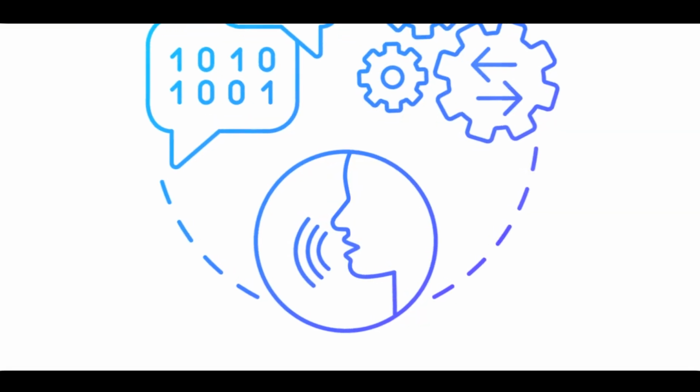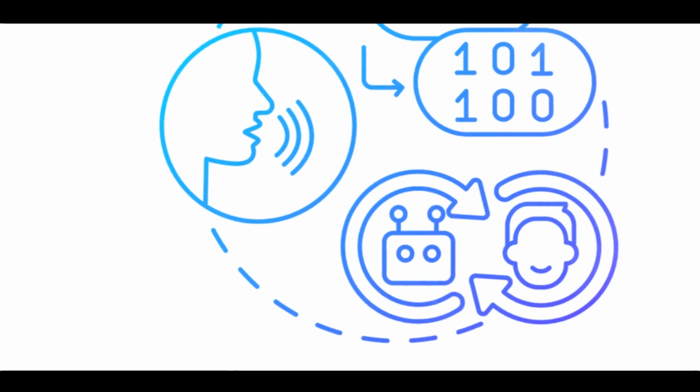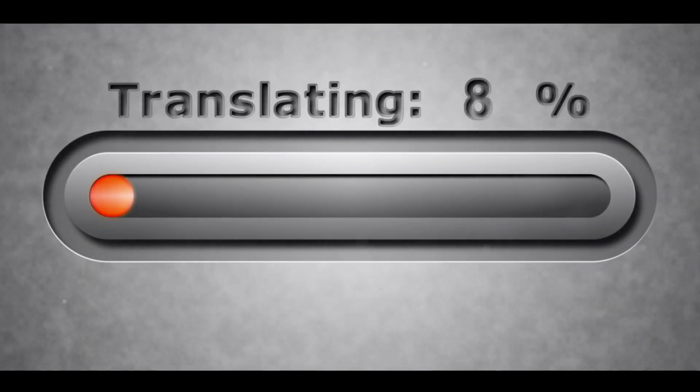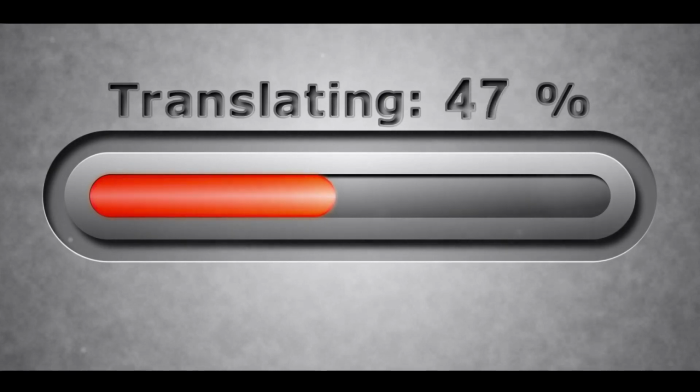One of the key tasks in NLP is text translation. This involves converting text from one language to another. It's not just about direct translation, but understanding the context and cultural nuances to provide accurate translations.